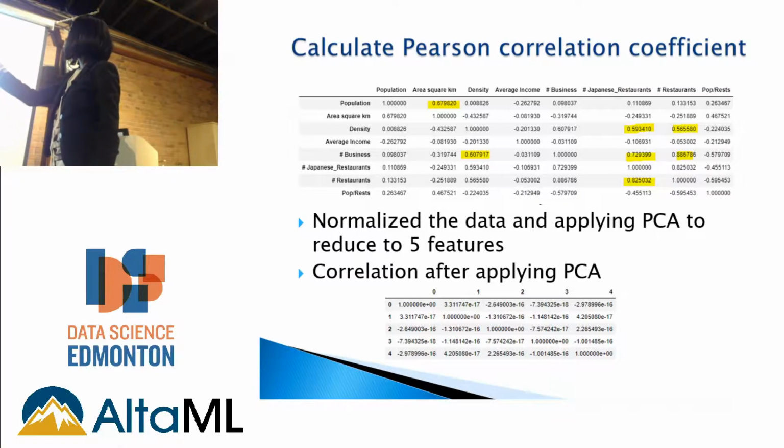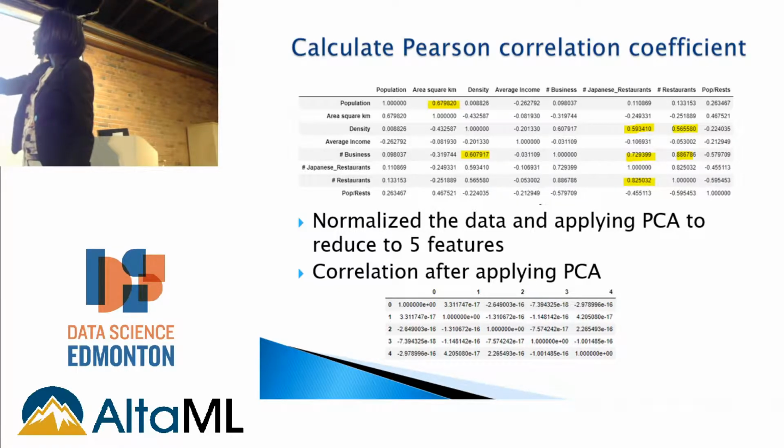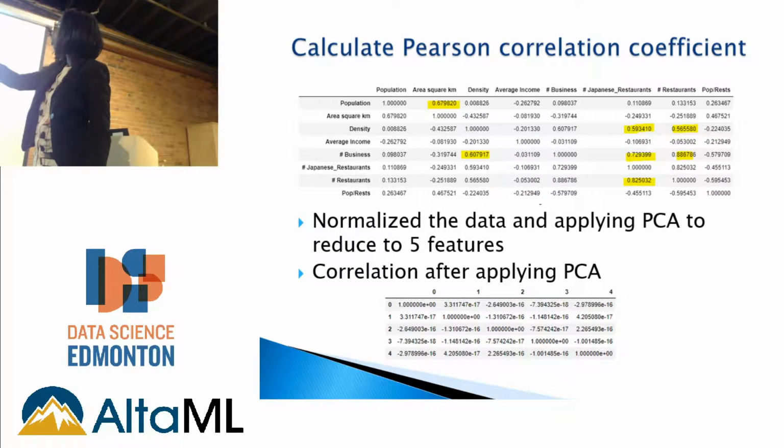And the same thing for number of restaurants, for some reason, and number of Japanese restaurants, they are also highly correlated, 0.82. And you can see there on the density side, if you look at number of restaurants, number of Japanese, and number of business, they're moderately correlated.